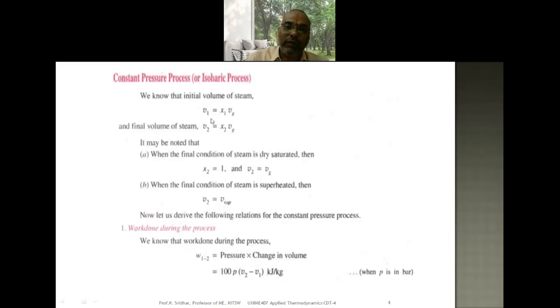So if the initial condition is wet steam, we can find the specific volume by using this formula. If the final condition of the steam is dry steam, then the x2 value is equivalent to 1 in this formula. Whenever you substitute, V2 is equivalent to Vg here, and here V2 will be equivalent to V superheated. And how can we find the work done? That is P into dV. Because the units are in kilojoules per kg, we multiply with 100. So 100 into P into (V2 minus V1), that is the work done formula.